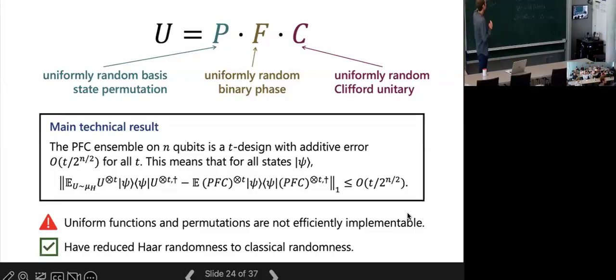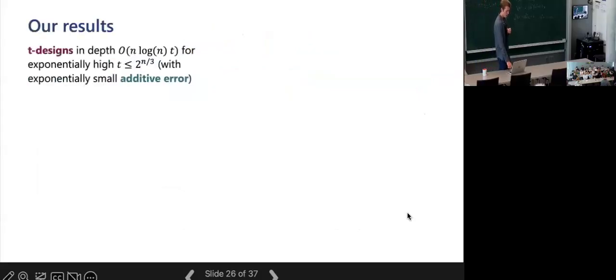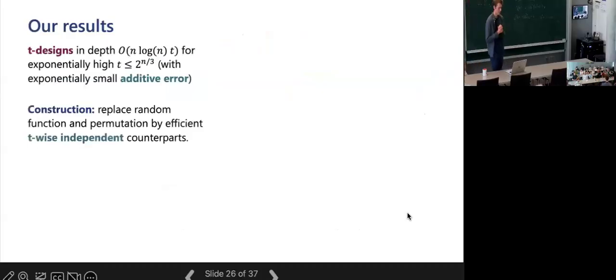Okay, so this PFC thing basically reduces Haar randomness to classical randomness. This is what it does. Now the rest of this is relatively easy, right? To get T designs, you just take the PFC and replace the random function and permutation by T-wise independent counterparts. For this, there are optimal constructions that are known. So this is doable in depth and log n T. This is the Kasparov construction that I mentioned earlier.